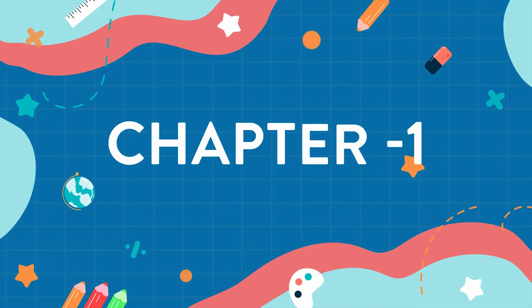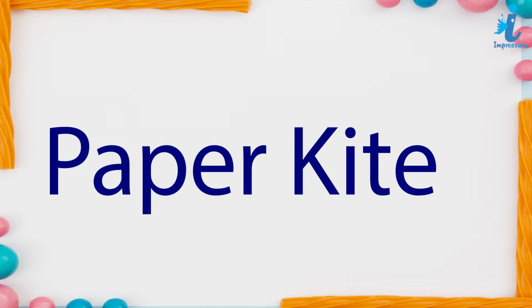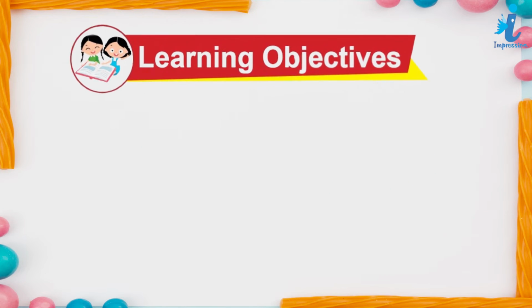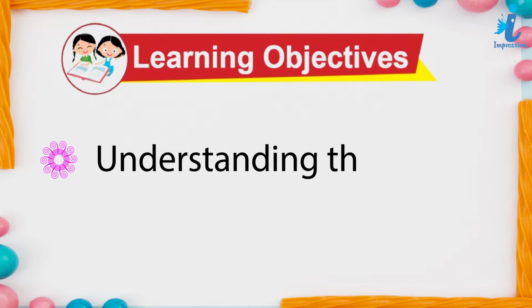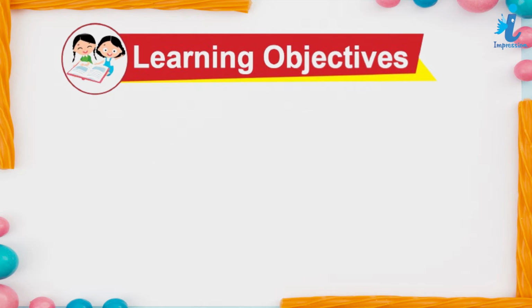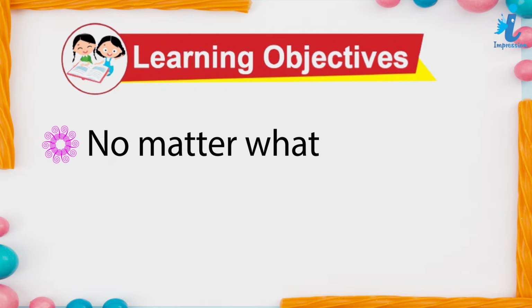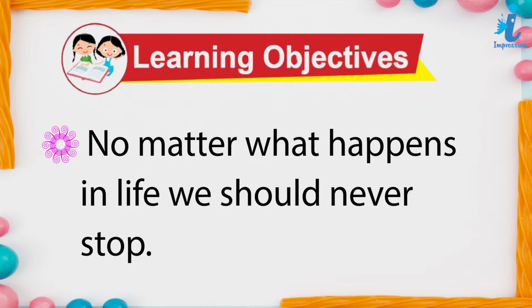Chapter 1. Paper Kite. Learning Objectives: 1. Understanding the way how a kite flies. 2. No matter what happens in life, we should never stop.